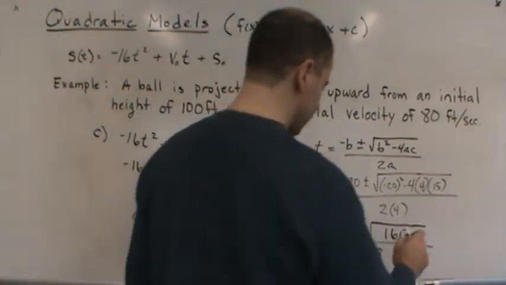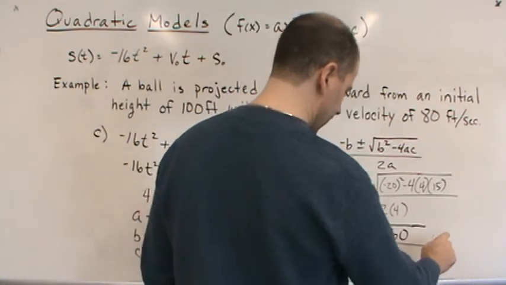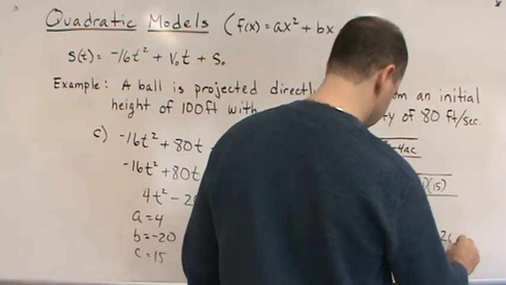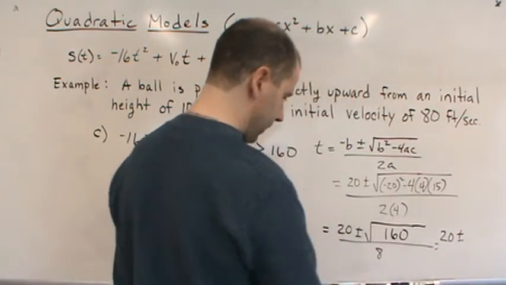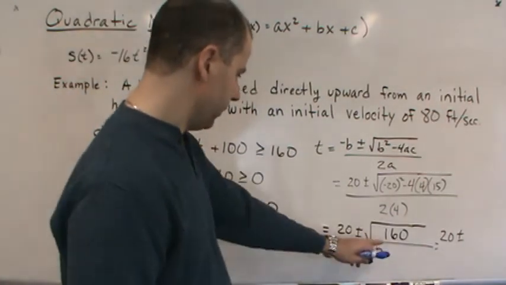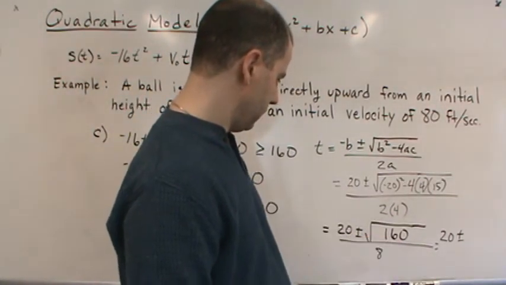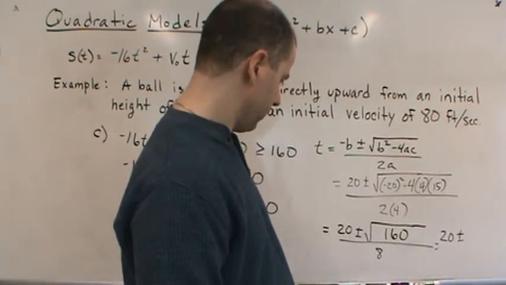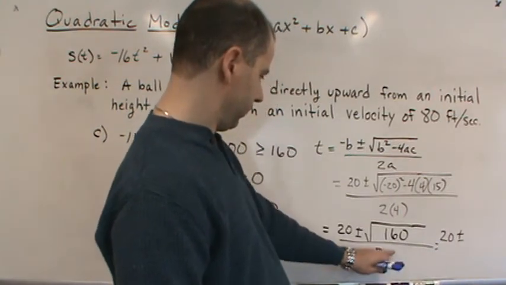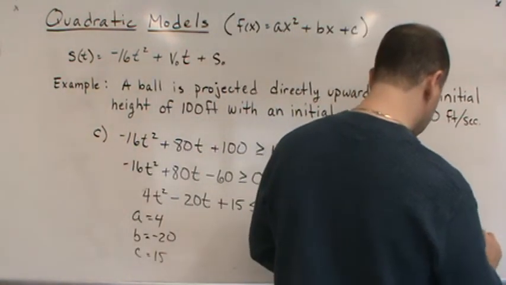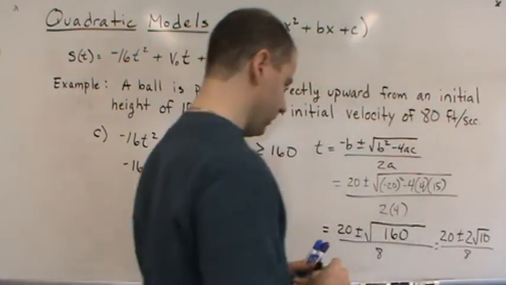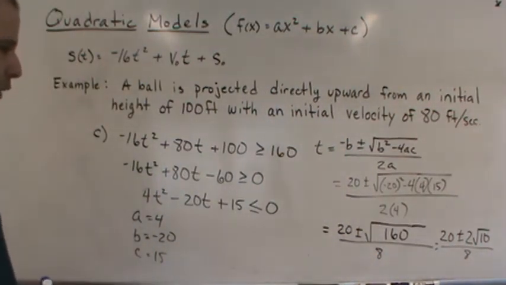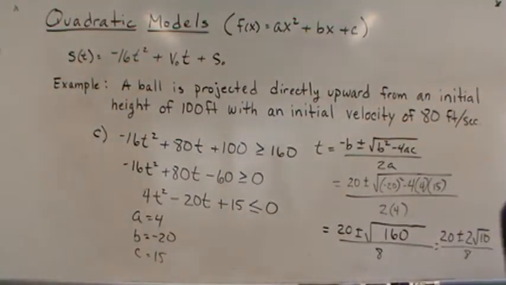And so when we do the 160, we get what? We get 20 plus or minus, well, this is going to be 4 times 10. So 4 times 10 would give us 2 times the square root of 10 over 8. Okay? Now, if we stick this in our calculator, we can come up with a couple of answers.